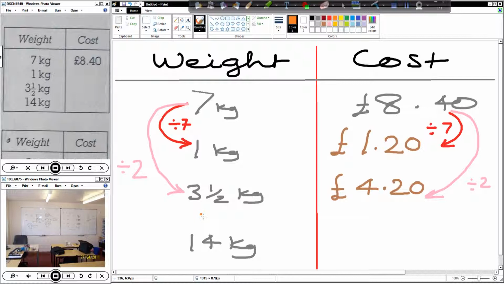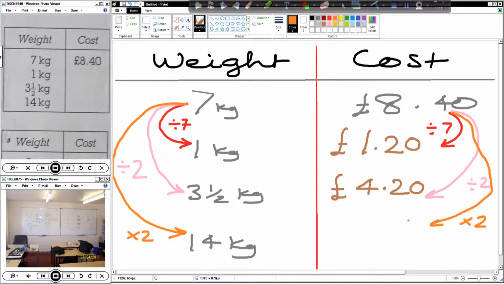Is times by 2 difficult, Layla? Fatima, is it difficult? No. Not at all. So we're going to go now from 7 to 14, and what we're going to do is times by 2. So we're going to go from here. I've got a different color. We'll go around here. All of my work is color coded.